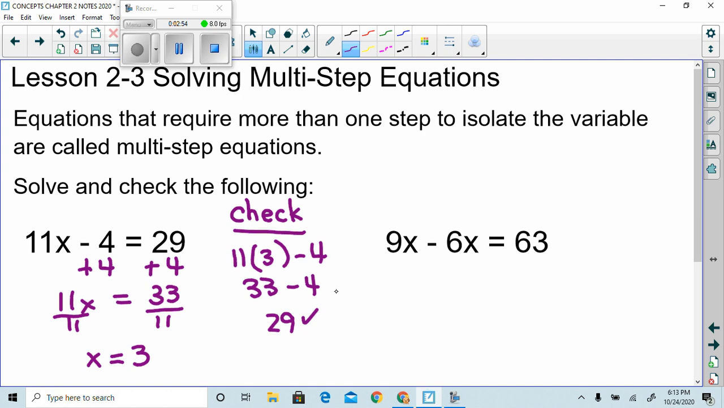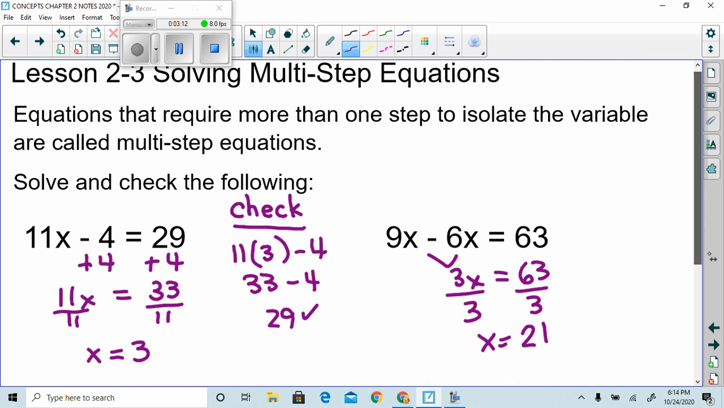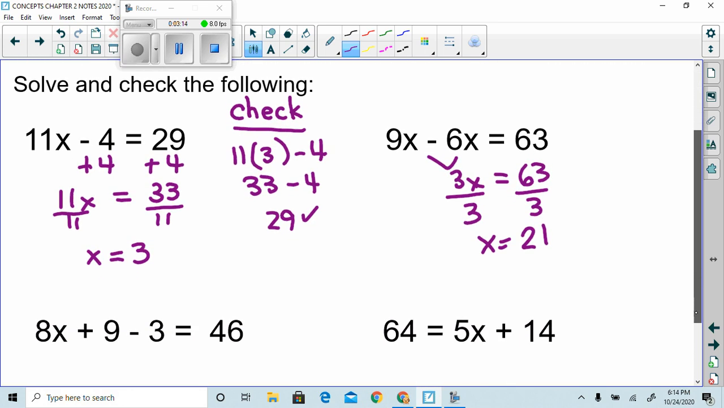The next problem has combining like terms, so we'll combine. We'll divide. And then we get our solution. x is equal to 21. We replace 21 in each of these variables, and we'll see that we have the correct answer.